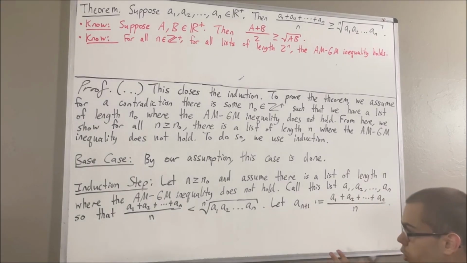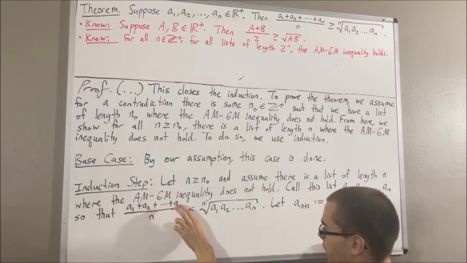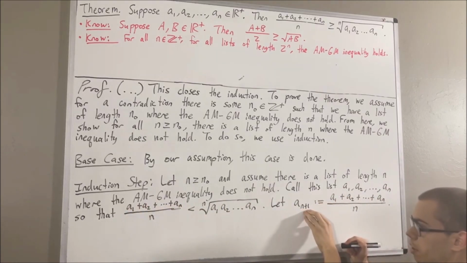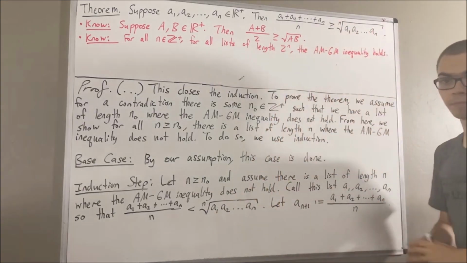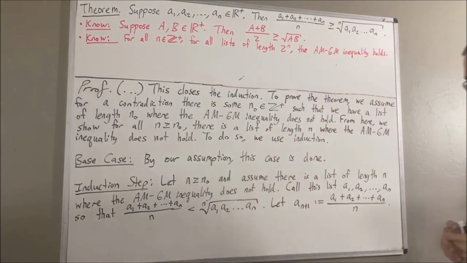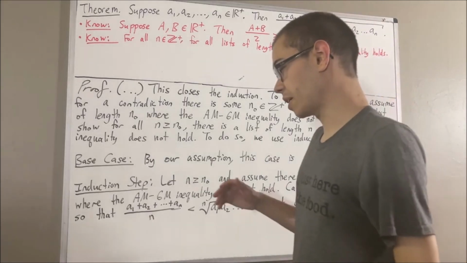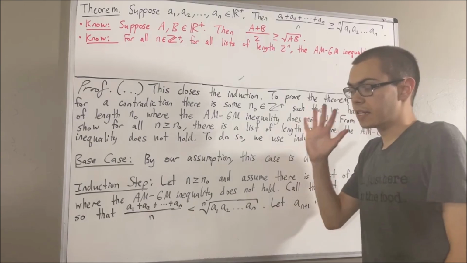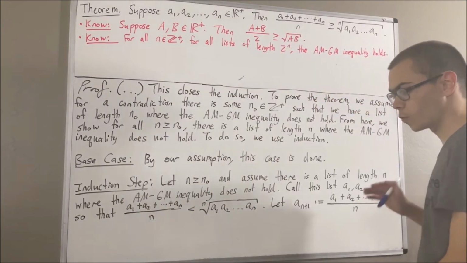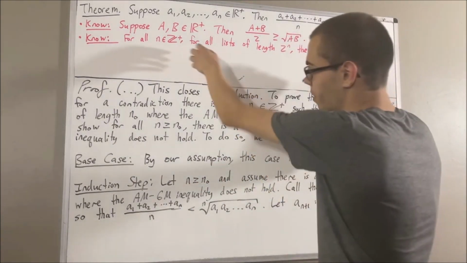So we are going to show that the list a1, a2, ..., an plus 1 does not satisfy the AMGM inequality. That is, we're going to show that the arithmetic mean of our list from a1 to an plus 1 is less than the geometric mean. Before we move back to the top, let me just write some notes up here.